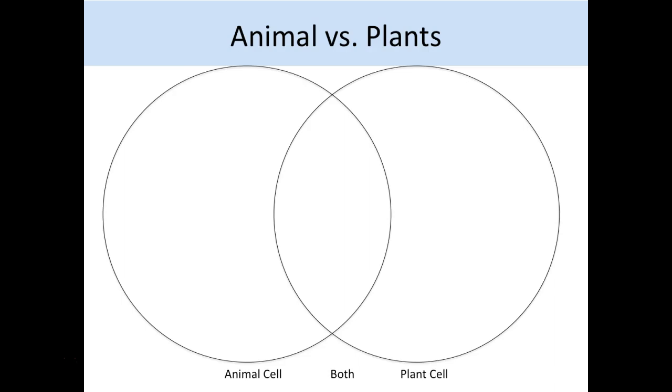Now that we've gone over all of the general organelles found in eukaryotic cells, I would like to show the difference between animal cells and plant cells. Both animal and plant cells have a nucleus, a nucleolus, endoplasmic reticulum, Golgi apparatus, ribosomes, mitochondria, and a plasma membrane, as well as cytoplasm, cytoskeleton.